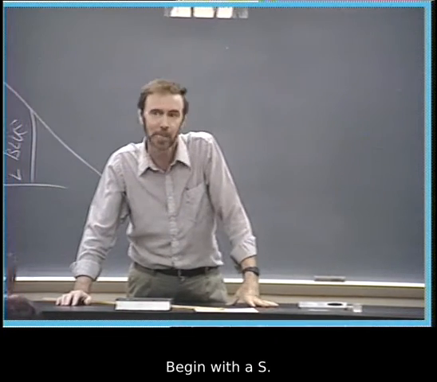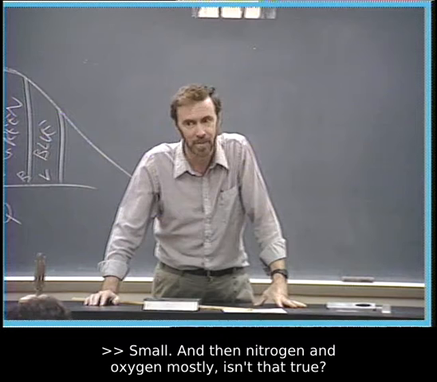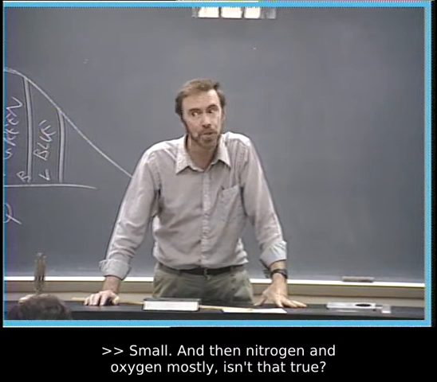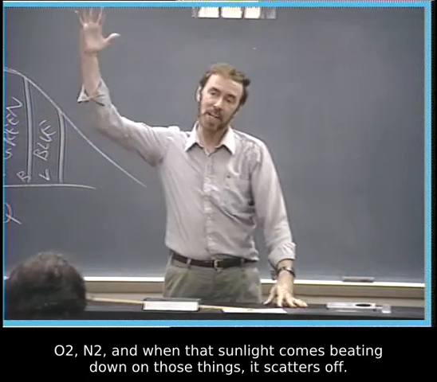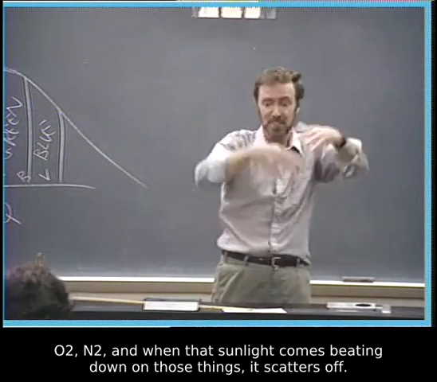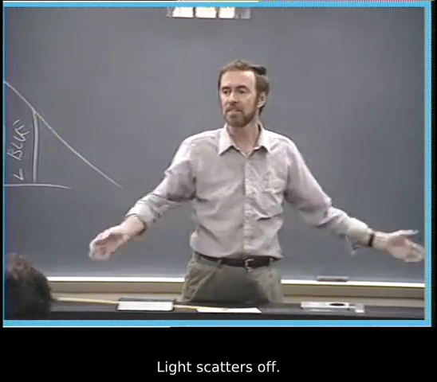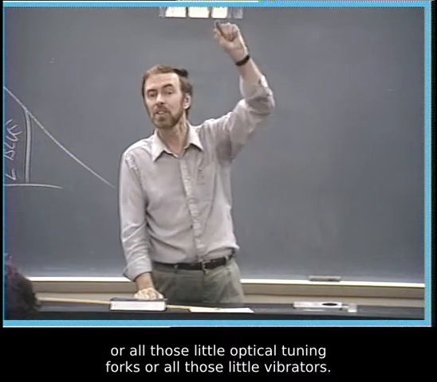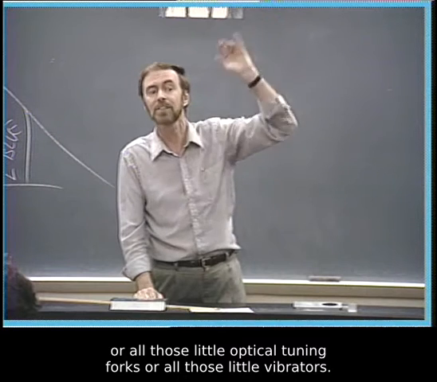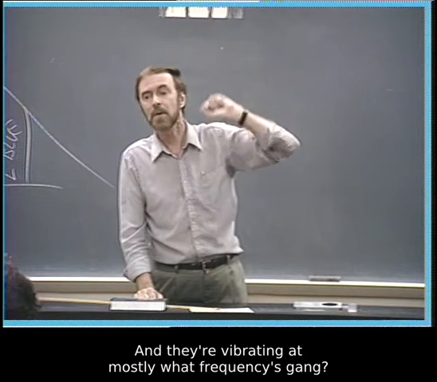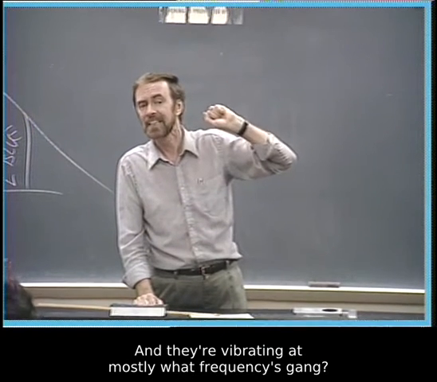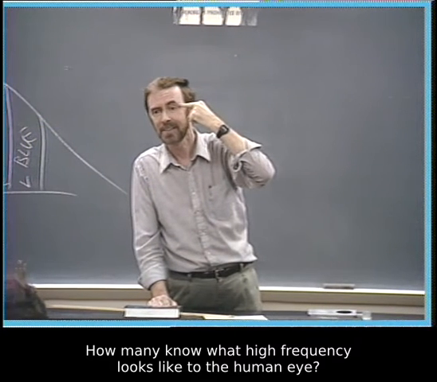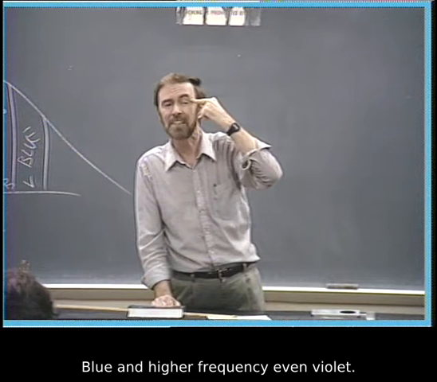Now, what are the size of the molecules in the sky? Large or small? Begin with an S. Small. And then nitrogen and oxygen mostly. Isn't that true? O2, N2. And when that sunlight comes beating down on those things, it scatters off. Light scatters off. And it turns out the color of the sky is the color of all those little bells, or all those little optical tuning forks, or all those little vibrators. And they're vibrating at mostly what frequencies, gang? High frequency. How many know what high frequency looks like to the human eye? Blue. And higher frequency, even violet.